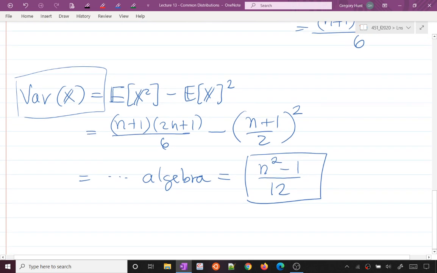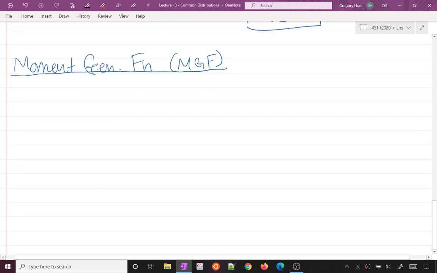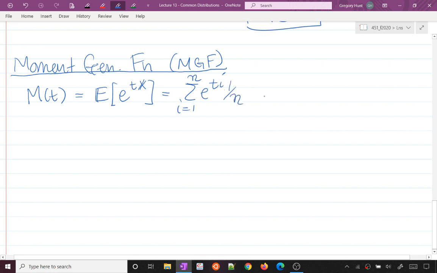What else can we do? We could talk about the moment generating function. That is the MGF, which was kind of the main topic of the previous lecture. And so we could ask what M of t is, what's the moment generating function for a discrete uniform. And of course, we know for any random variable, it's the expected value of e to the tX. And in this case, the expected value is the sum i goes 1 to n, that's my support, of e to the ti, and then I multiply by f of i, which of course is just 1 over n.